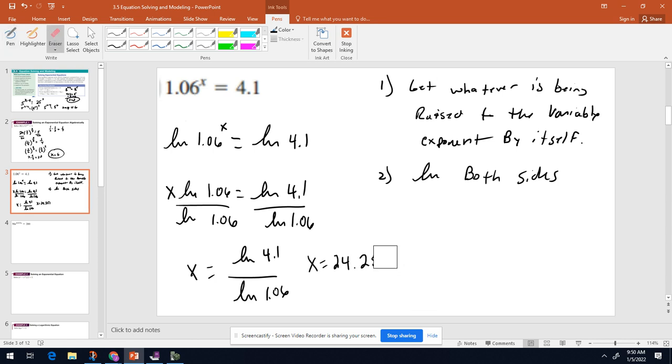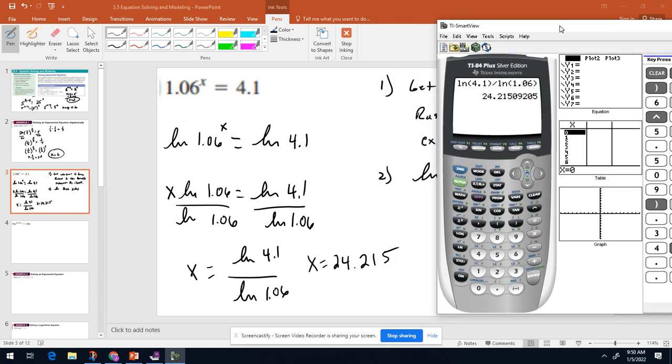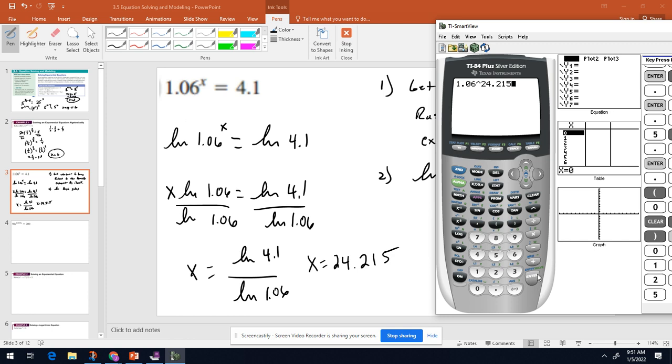Now, look, when you do this, you can check your answer. I pull that calculator up, and understand we rounded here, right? So we did round this. But if I put in 1.06 and I raise that to the 24.215, we're solving equations here, it's going to give me really close to 4.1.